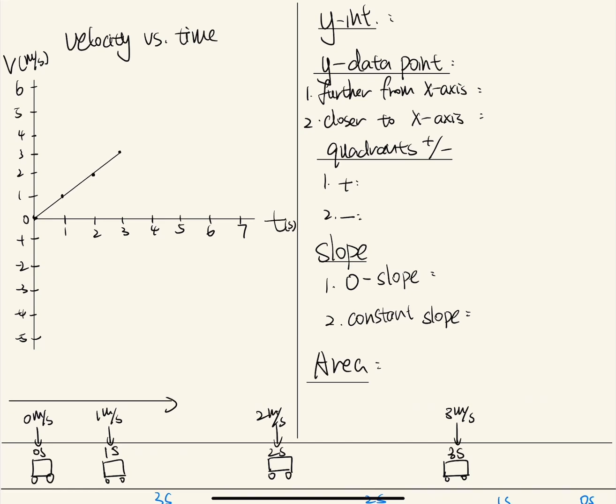Okay, what's so special about the y-intercept of the graph? We know that the y-intercept is just when t equals 0, so it represents the velocity when t is 0, or we can just say it's the initial velocity of the car. The initial velocity of the car could be any number. It doesn't have to be 0.